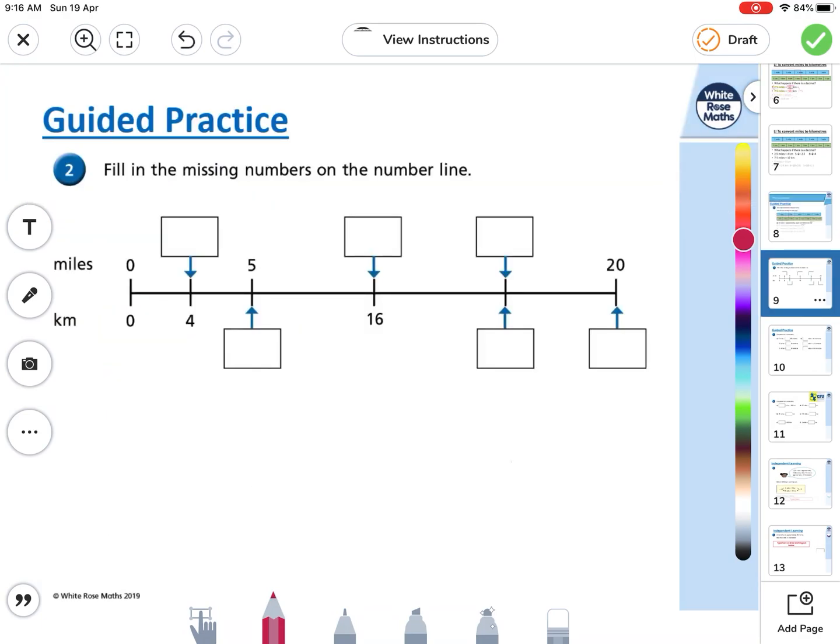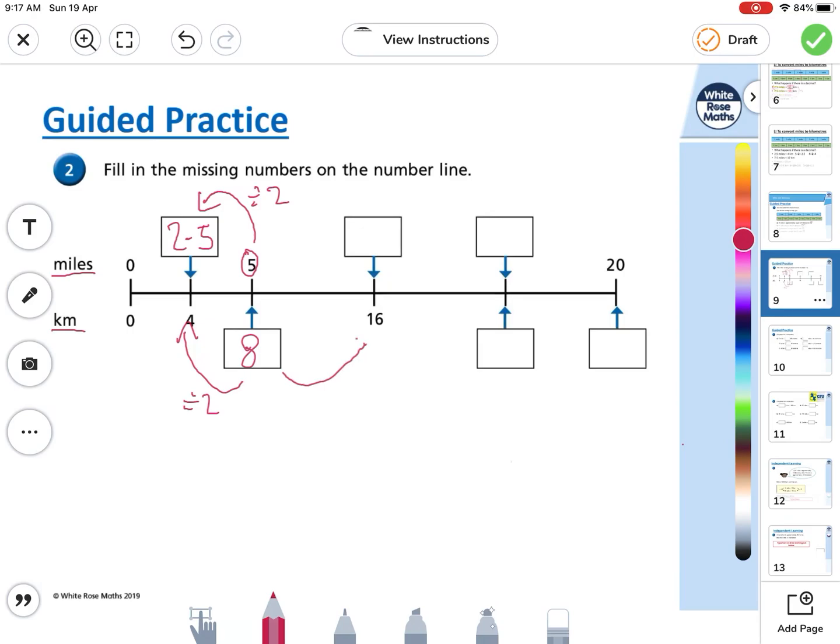Okay, this question here, my class struggled the most on. It says, fill in the missing numbers on the line. At the top we have miles, and below we have kilometres. Now, we know already that 5 miles is the same as 8 kilometres. With that, we can answer the next bit. If we look at this one here, 8 divided by 2 is 4 kilometres, so we need to do the same to the top. 5 divided by 2 is 2.5. So 2.5 miles is the same as 4 kilometres.